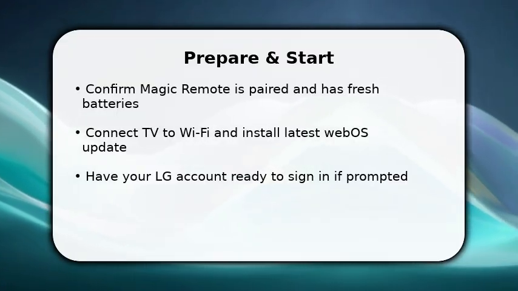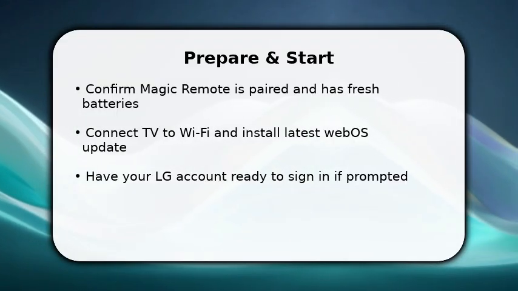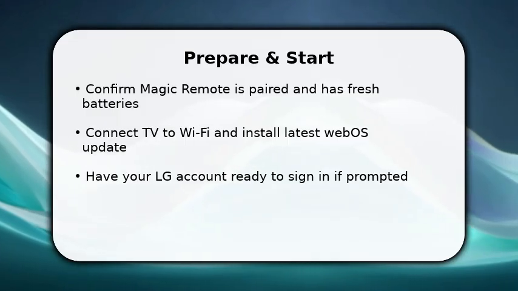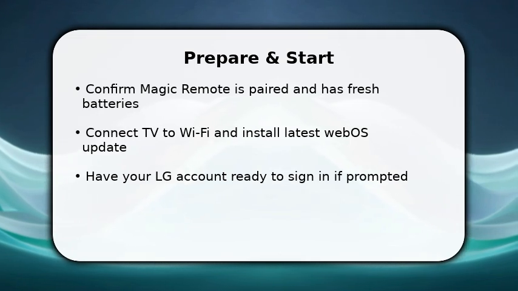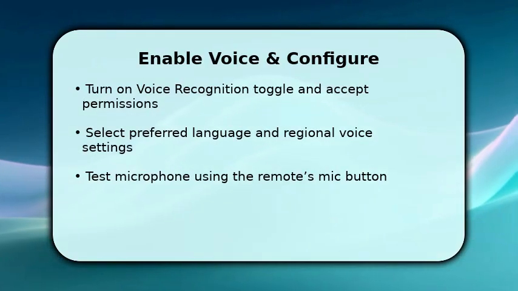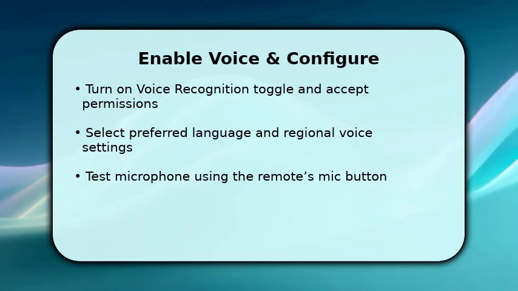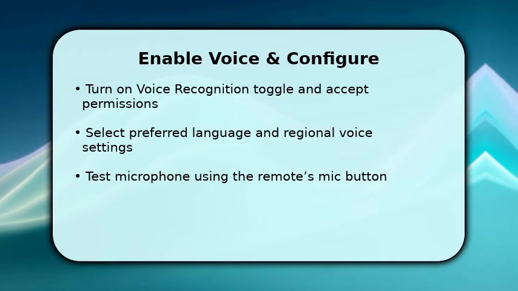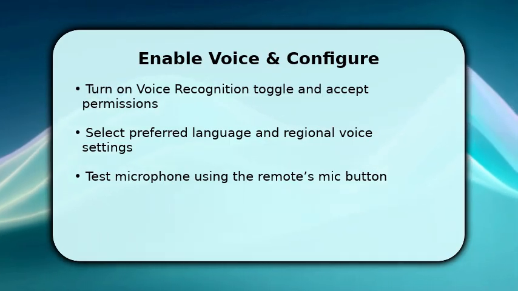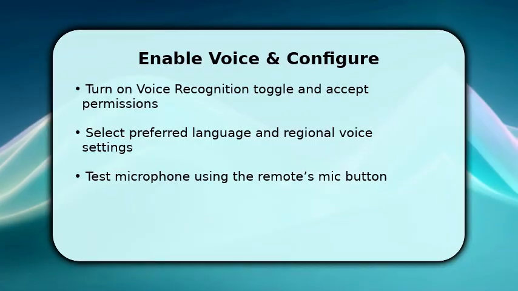You do this now because voice search requires both a paired microphone and the TV's voice services to be enabled before the actual commands will work. Next, enable voice recognition and grant microphone permissions so the TV can process speech. Choose your language and regional settings to improve recognition accuracy. This matters because models use localized speech packs.